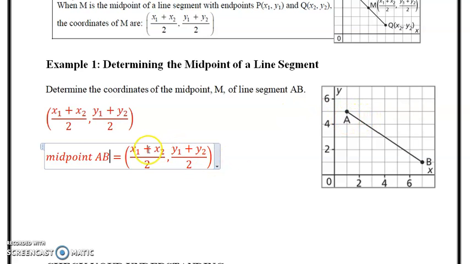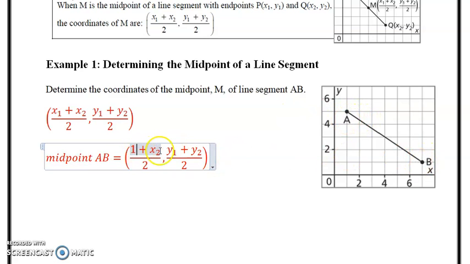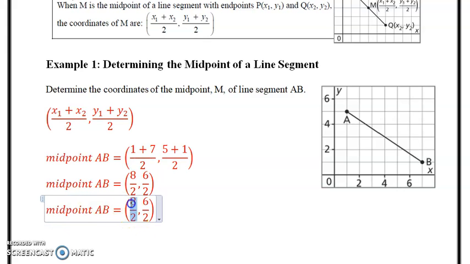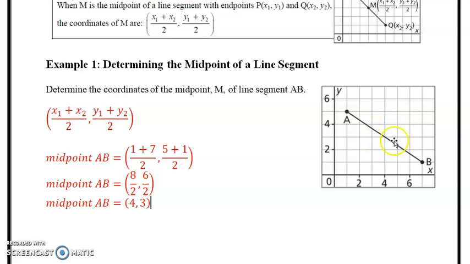So x1 is 1, x2 is obviously 7, y1 is 5, y2 is 1. So the midpoint of AB is equal to 8 divided by 2 and 6 divided by 2. 8 divided by 2 is 4, 6 divided by 2 is 3, and it was 4 and 3 as we mentioned right here. Okay, so that's how you find the midpoint.